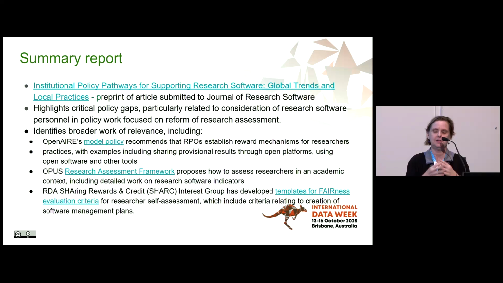So we started by identifying that there were other broader works of relevance, such as OpenAIRE's model policy, which gives recommendations to research performing organisations on establishing reward mechanisms, which includes some examples on open software. The OPUS Researcher Assessment Framework also has ideas about how to include research software. And the RDA interest group on sharing rewards and credit had also developed a template specifically for FAIRness evaluation criteria, but that included things around software management plans. So these weren't examples of policies in place in research institutions, but broader advice being given to research institutions.